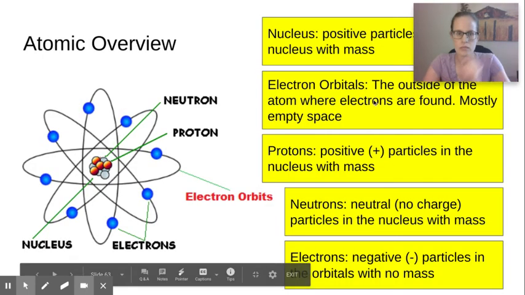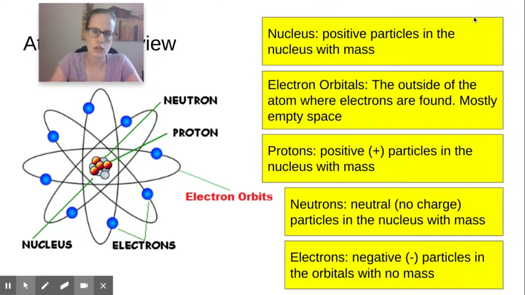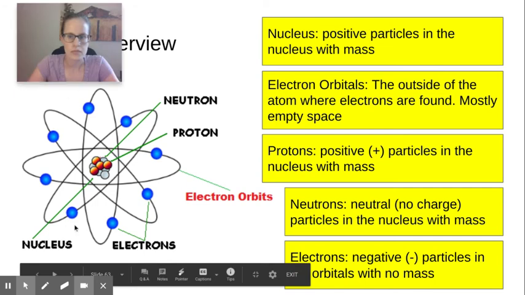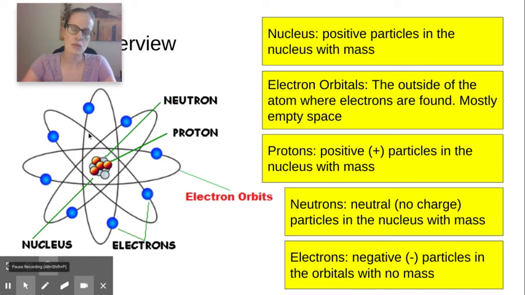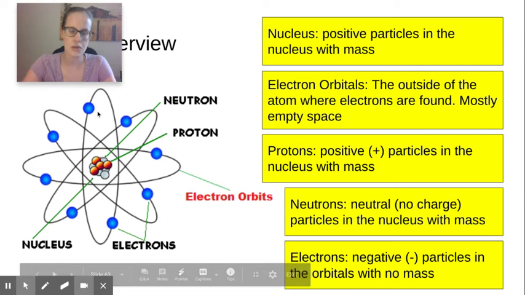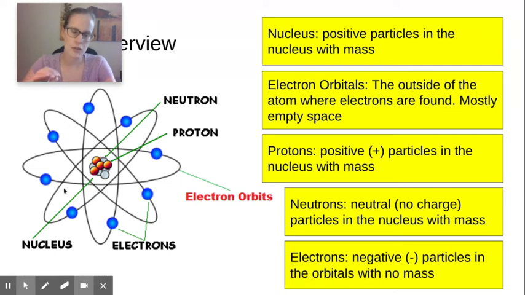All right, so to overview here, we've got a nucleus that has a positive proton, and this neutron in it too. The proton is positive, and the neutrons don't have any charge, they're neutral. We've got electron orbitals. The electrons are not inside the nucleus, instead they're around it. They're outside. And that space where the electrons are is mostly empty. Those electrons don't take up very much space. They have very little mass. They have a lot of charge, remember, but they have very little mass.